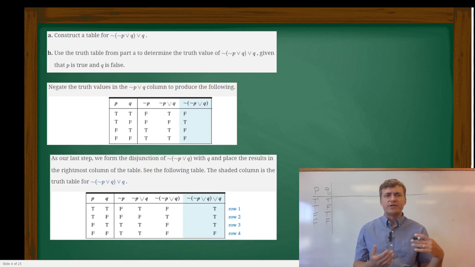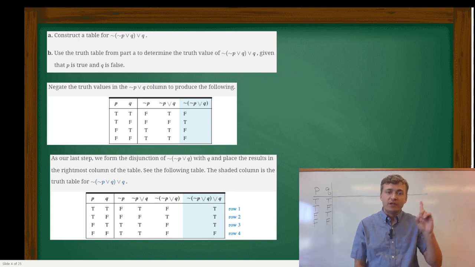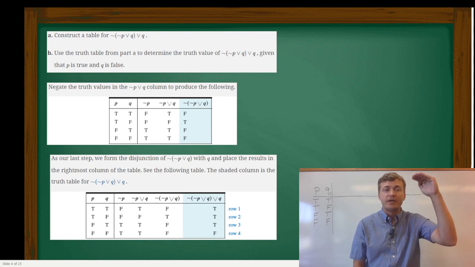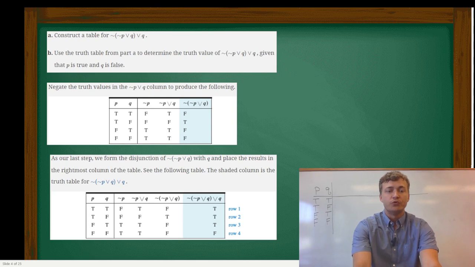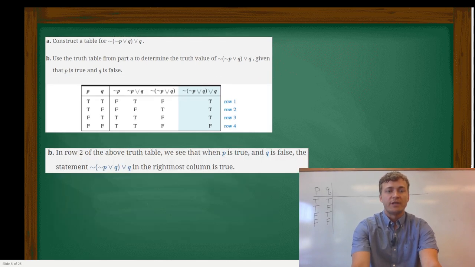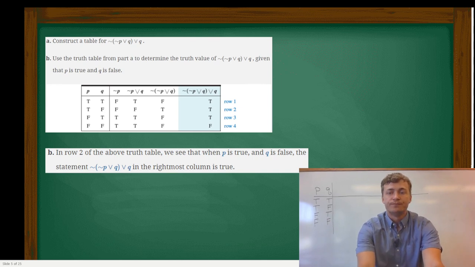Part B just asks us to take the table we found from part A to determine the truth value of the following statement, given that P is true and that Q is false. Well, if we look at our table to the leftmost, when P is true and Q is false, that is row 2, right? Go all the way now to the right of row 2, and we see that the statement will be true. So for part B, we're looking there in the rightmost column of row 2 that the statement will be true.